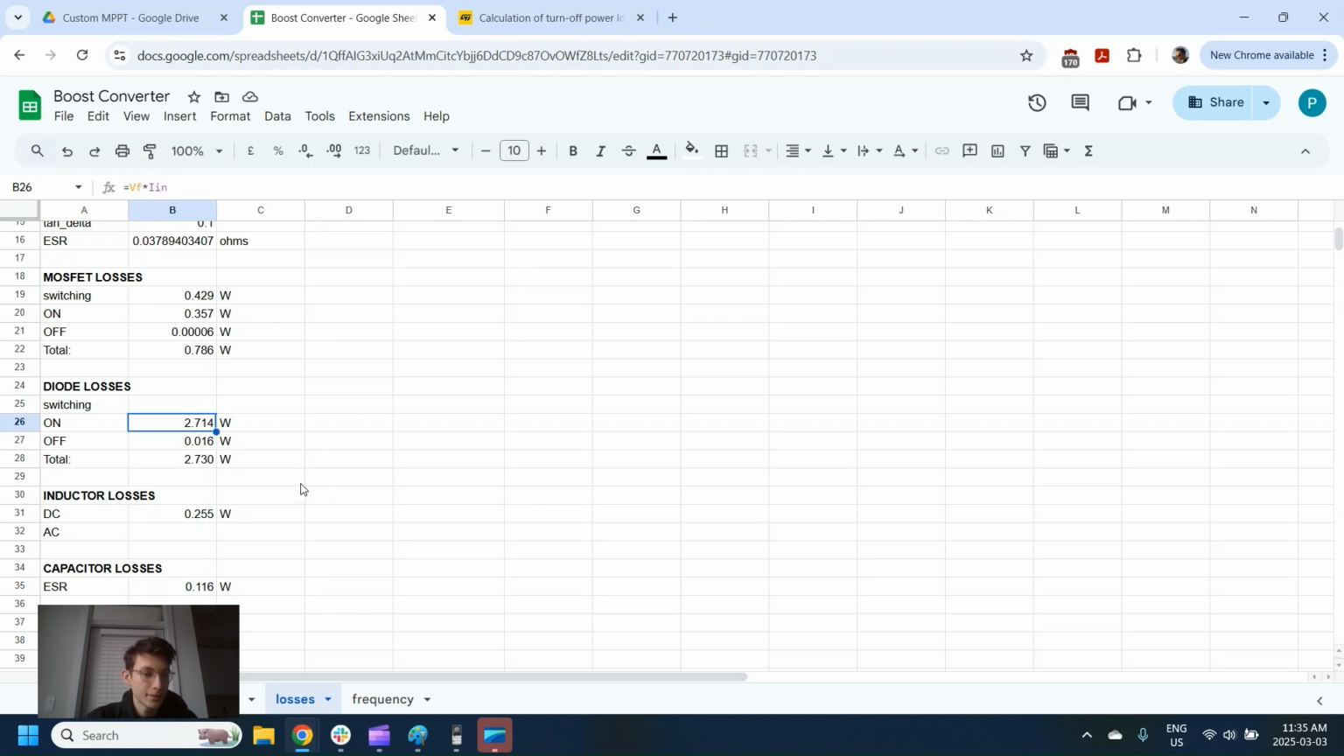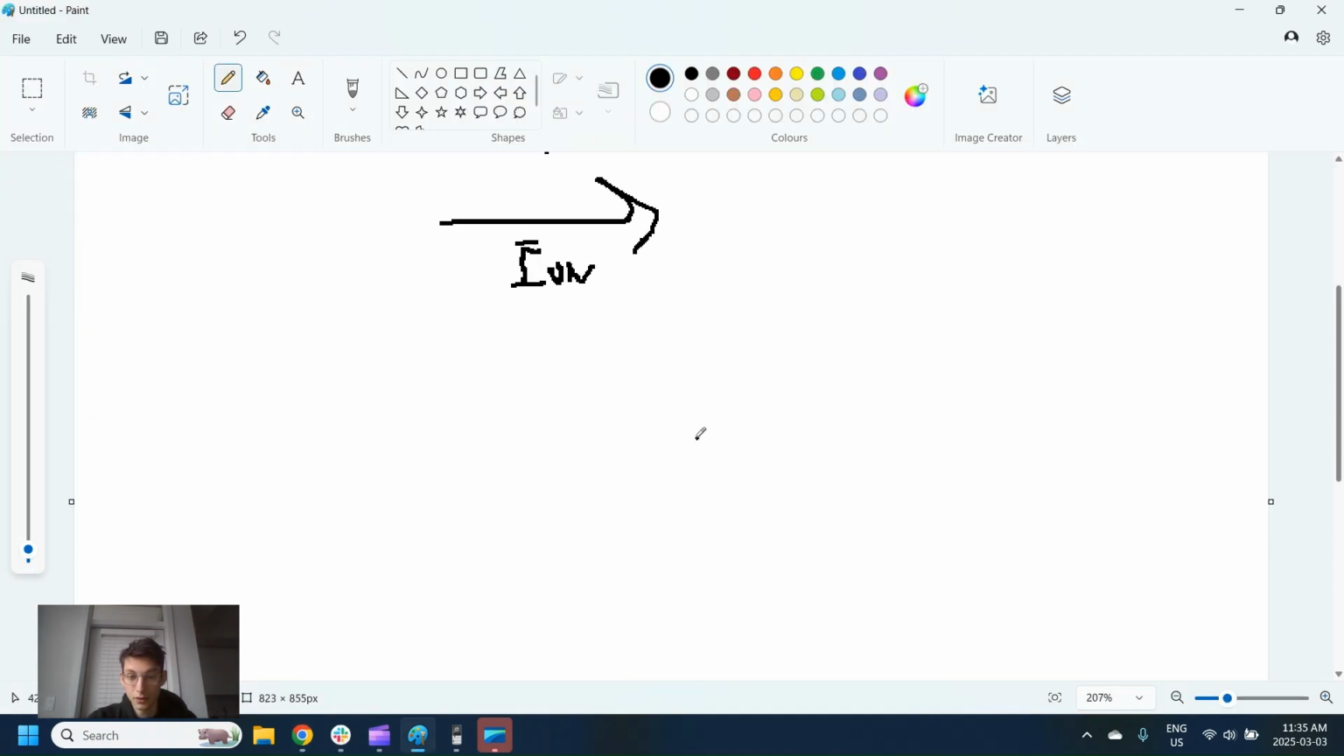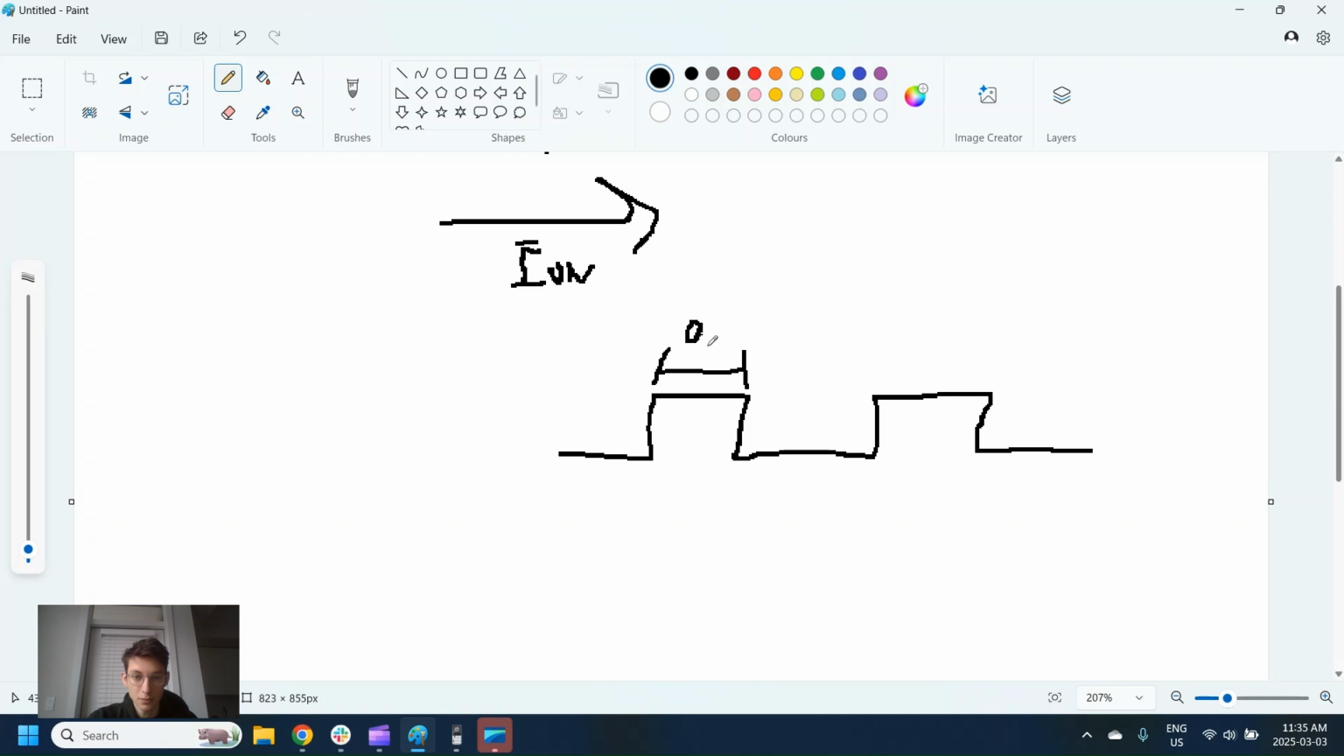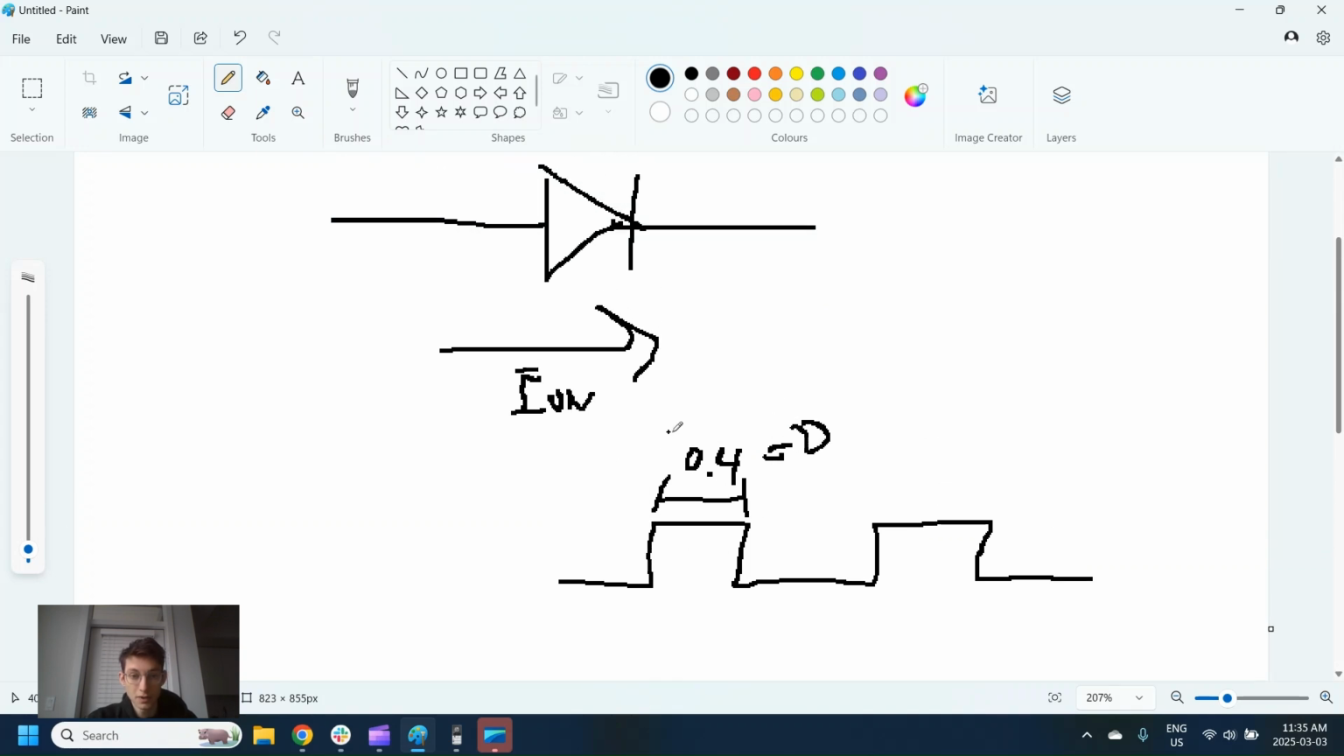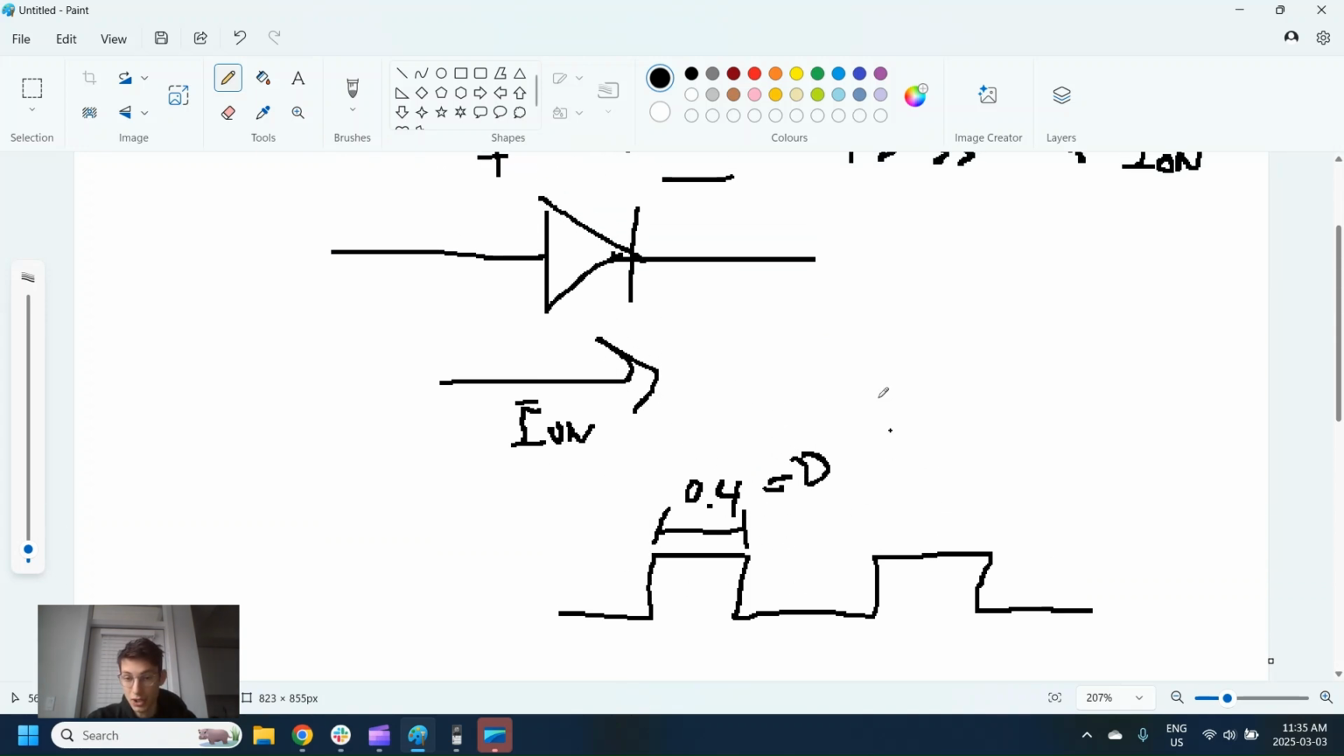And this is only actually going to occur when the converter is actually turned on. So if we remember, a converter is going to look like this. Sorry, our converter waveform, where this is, in our case, 40%, and that's our duty cycle. So our duty cycle is 40%. That is for the switch.